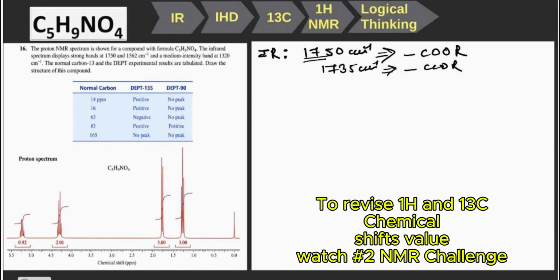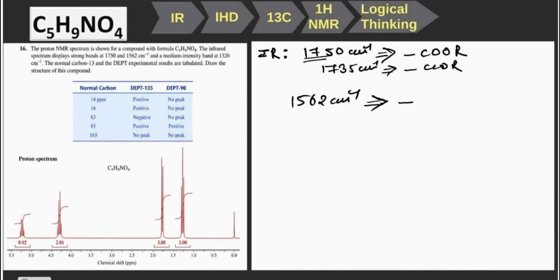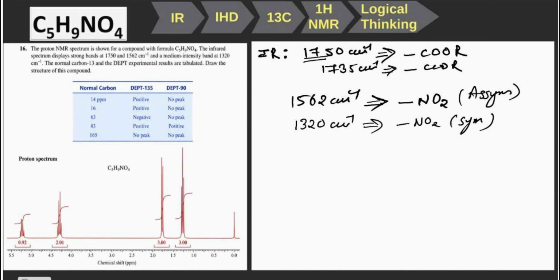And the second IR value is 1562 per centimeter. If you remember, this value belongs to the nitro group, and in your molecule there is a nitrogen atom, so this could belong to the NO2 group. There is another value, 1320 per centimeter, which also indicates the presence of nitro group, but this belongs to a different stretching. I think it belongs to the symmetric stretching, and the other one is for asymmetric stretching of the nitro group.